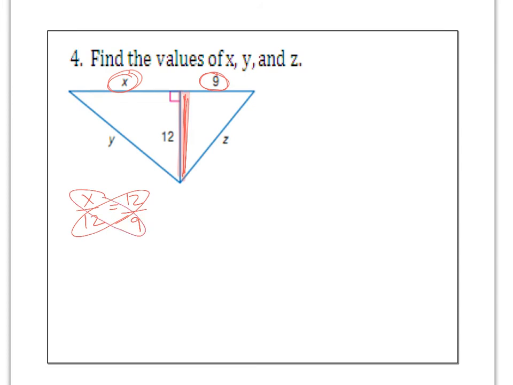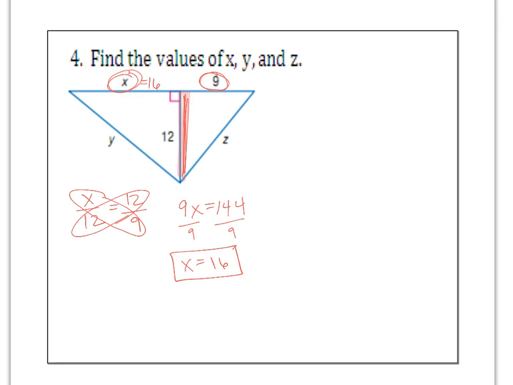So we wind up with 9 times x, which is 9x, and 12 times 12, which is 144. Divide by 9, and x is 16. Cool. So we know up here this is 16.